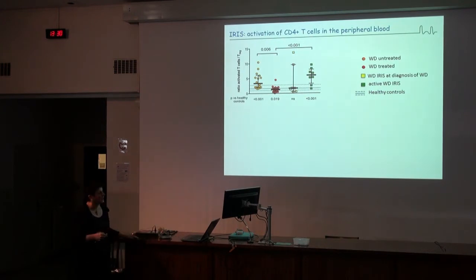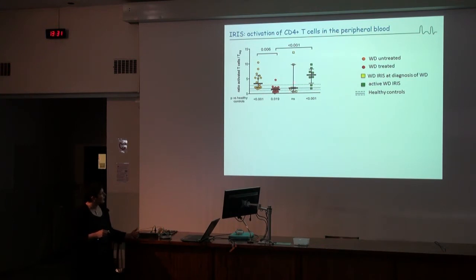And when we now look at the activation of these CD4 cells, then we see that during normal lupus disease we have a high activation of CD4 T cells before start of treatment, so at the diagnosis of lupus disease, but after successful therapy, this activation of T cells goes down to normal levels, even below the levels of normal controls. But this is not true for the patients who develop an IRIS.